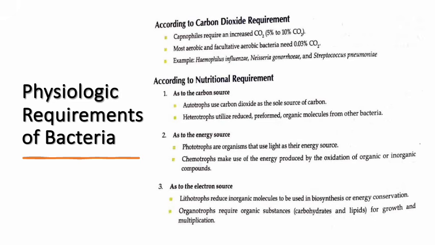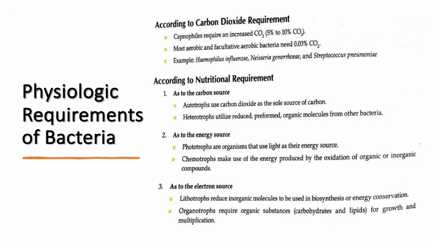Now, as to the energy source, we can call your microorganisms phototrophs. These phototrophs are organisms that use light as their energy source. Chemotrophs, on the other hand, make use of the energy produced by the oxidation of organic or inorganic compounds. Now, lastly, as to electron source, we can call your microbes lithotrophs, which have the capability to reduce inorganic molecules to be used in biosynthesis or energy conservation. Now, organotrophs, on the other hand, require organic substances like carbohydrates and fats for growth and multiplication.